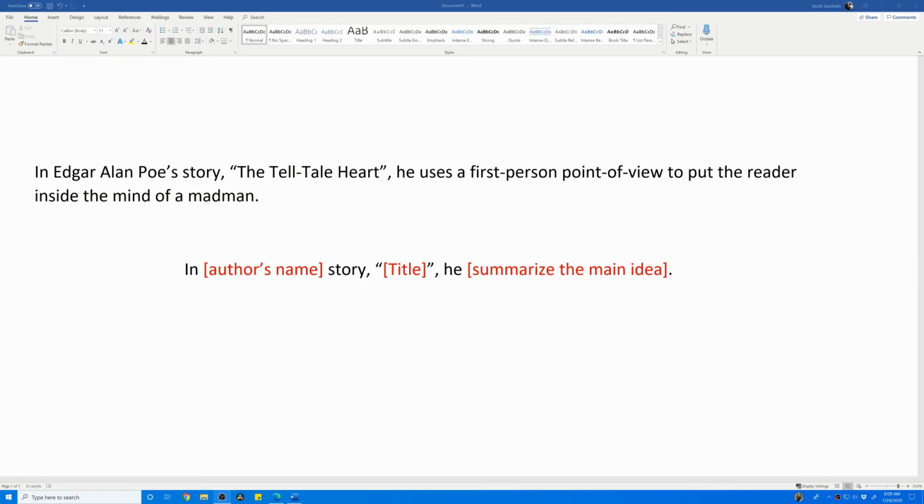In our example, it says, in Edgar Allan Poe's story, The Telltale Heart, he uses a first-person point of view to put the reader inside the mind of a madman. Now, the structure is pretty straightforward. We identify what it is we're talking about and who wrote it. We give the title, and then we're going to give some sort of summary about it, right? We're introducing the idea that we want the reader to know so that as we continue to explain for the rest of the paper, they're already set up for what comes next. This is also going to look a lot like a thesis, though you could be more specific later on. But yeah, this right here could work as well.